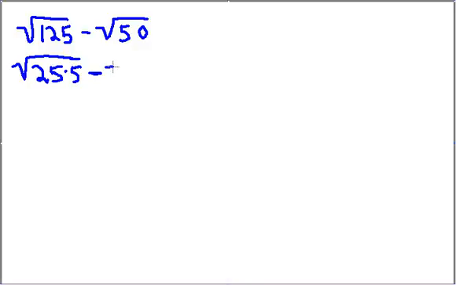Well, radical 50 also has a square in it. The square is 25 times 2, 25 times 2 being 50. So we can see here that each of our two terms does have a square as a factor, and in both cases, the square is 25. Now let's go ahead and simplify even further.